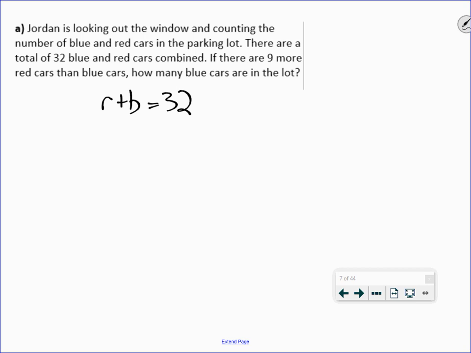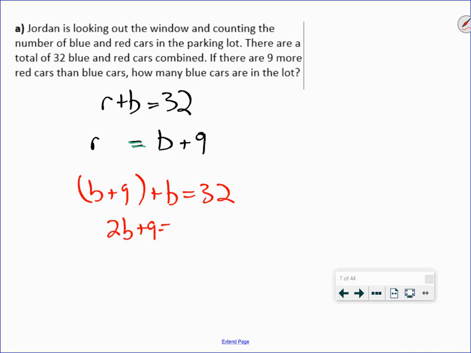There are 9 more red cars. So if I put red on this side and blue on this side, and this is what messes with people, I need them to be equal. If there are 9 more reds, then I actually need to add 9 to the blues so that they are equal. Then I can just solve this using substitution. So this will be b plus 9 plus b equals 32, or 2b plus 9 equals 32.